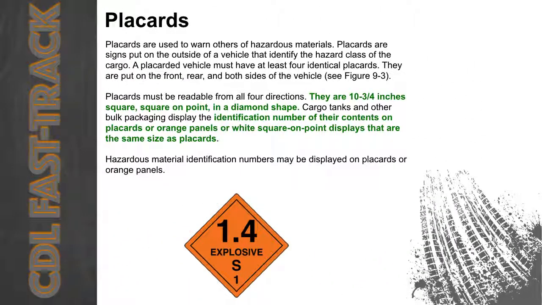displayed on placards. Placards are used to warn others of hazardous materials. Placards are signs put on the outside of a vehicle that identify the hazard class of the cargo. A placarded vehicle must have at least 4 identical placards. They are put on the front, rear, and both sides of the vehicle. Placards must be readable from all directions. They are 10 3/4 inches square, square on one point, in a diamond shape.